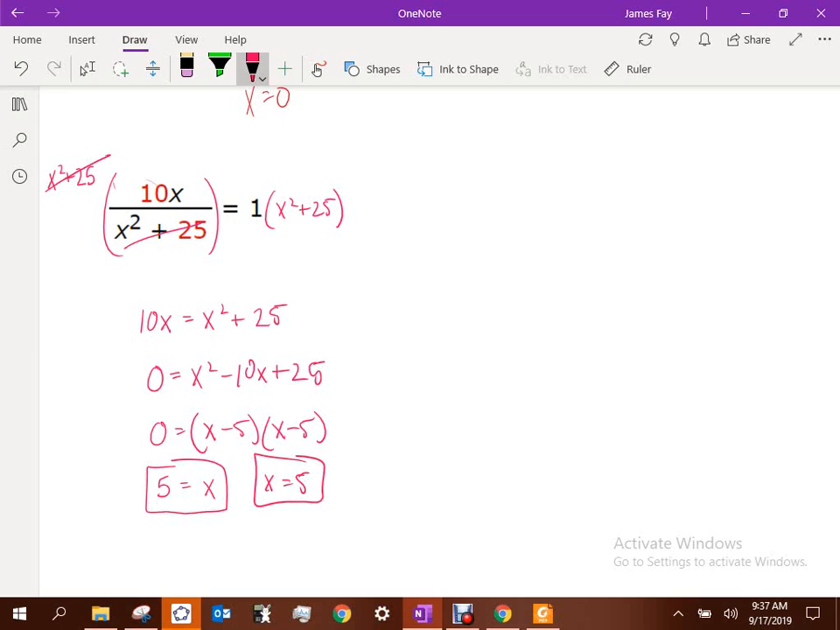You just have to type it in once. I don't know what it'll do if you put 5 comma 5. I'd assume it counts it, but I'm not sure. Then you can check yourself. If I go up here, 10 times 5 over 5 squared plus 25, does that still give me 1? Is that 50?